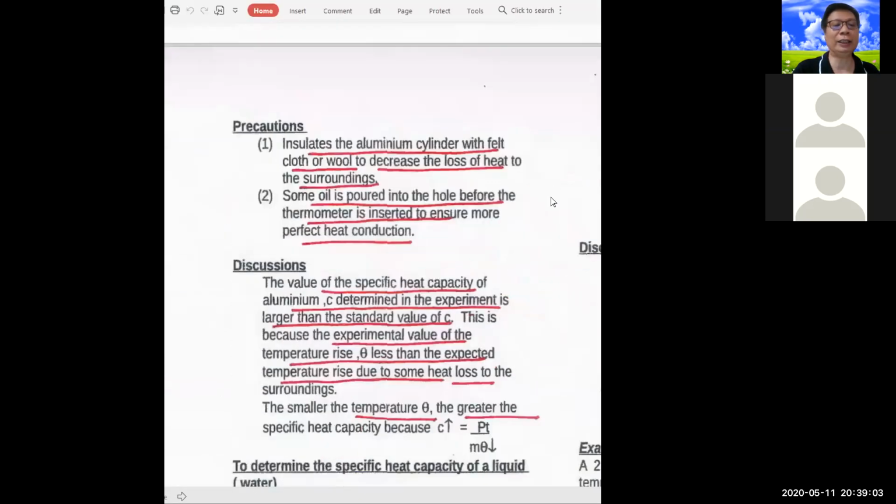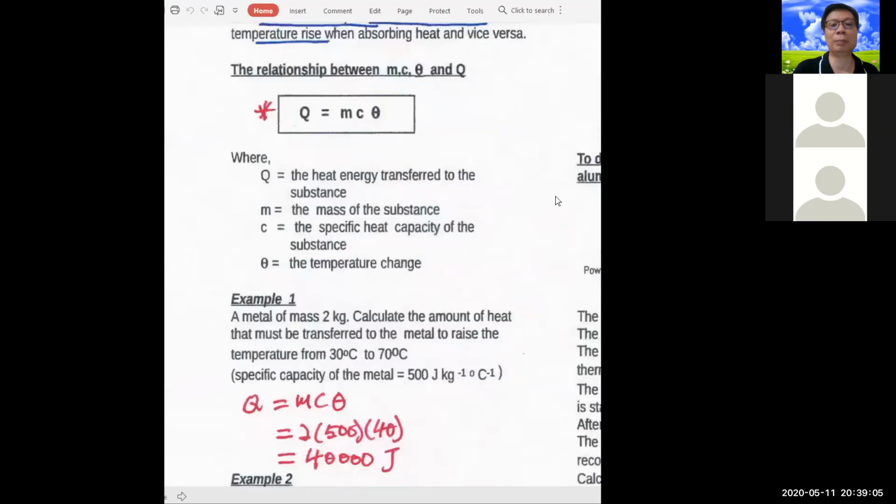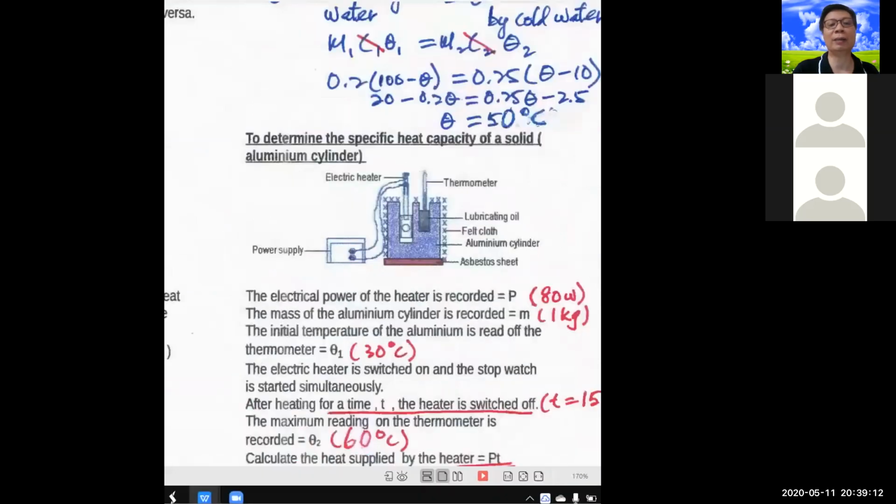First is regarding this experiment, right? The experiment to determine... Yeah, people are still coming in. Let them come in first.